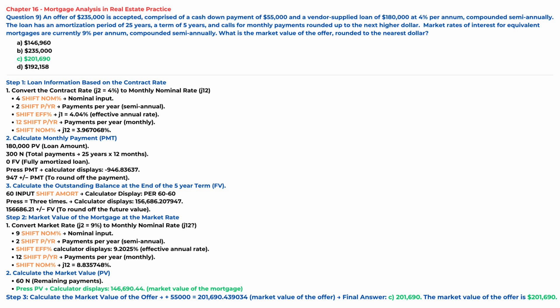Shift NOM, calculator displays 3.96768%. That is J12 equals 3.96768%. Step 2: Calculate the monthly payment, PMT.